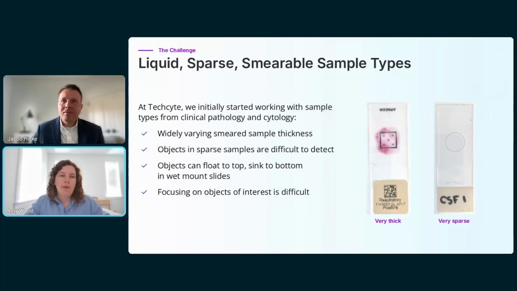Then when we get into wet mounts, we see that there's sort of this band of liquid, and some objects will float up to the top of that liquid, and other objects will settle down to the bottom. And so that also makes it hard for us to choose the right Z layer that has the objects we're interested in. Yeah, and it's hard to focus in the part that matters for diagnosis.